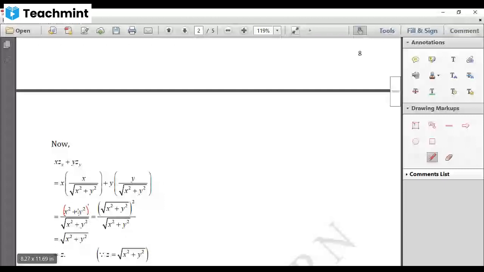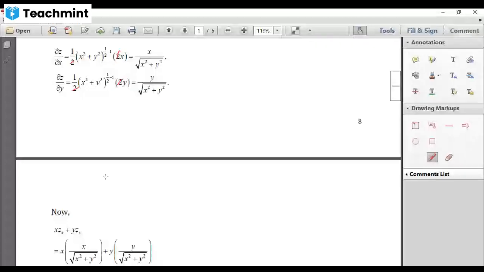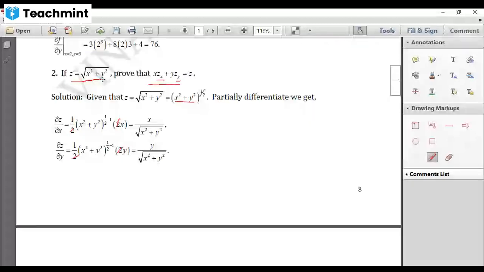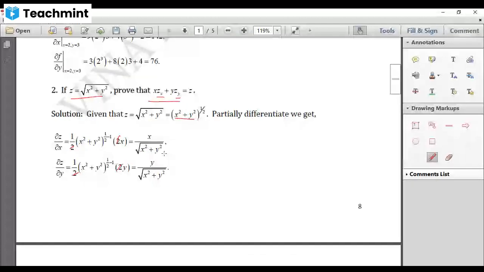But see the denominator. Denominator is square root of x square plus y square. So one square root of x square plus y square gets cancelled. So simply you're going to get square root of x square plus y square. But we know what was the z that they have given? Our z is square root of x square plus y square. Therefore, I can replace this by z. So we have proved x zx plus y zy is equal to z. That is the required answer, and this completes the solution.